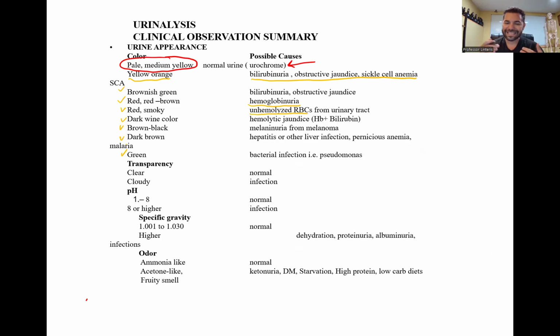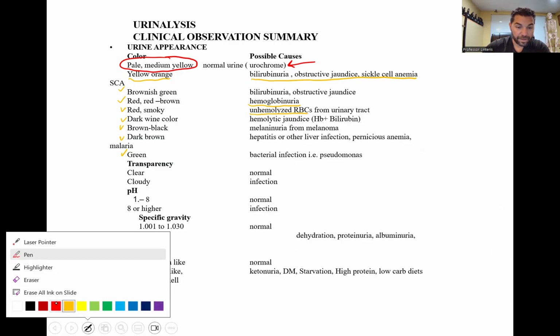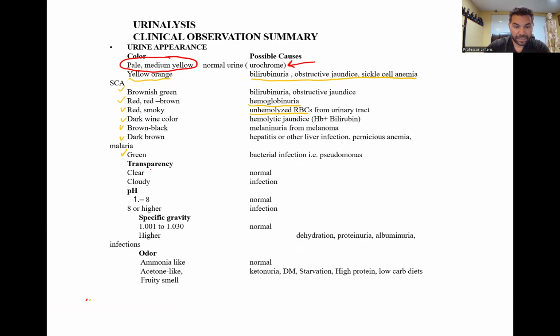The transparency is the clarity. So when we look at urine, we want it to be clear. That's normal. If it's cloudy, very opaque, and sometimes whitish in color, that could be a good indicator of an infection, right?